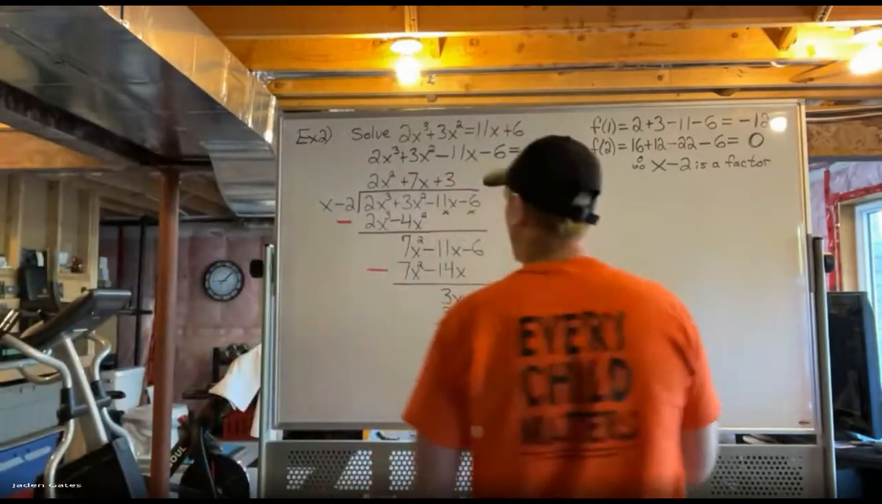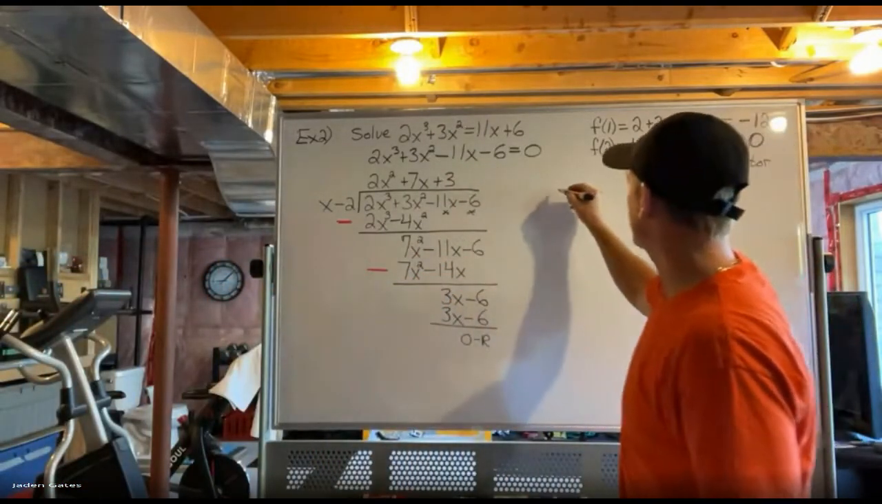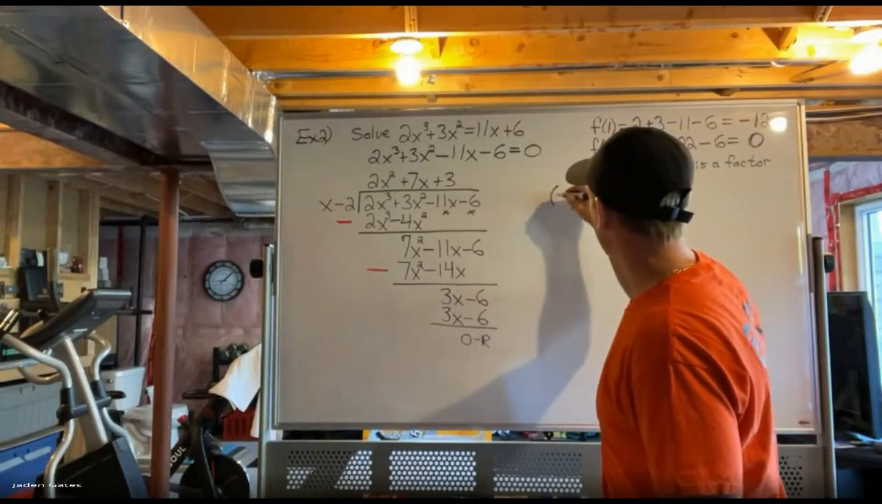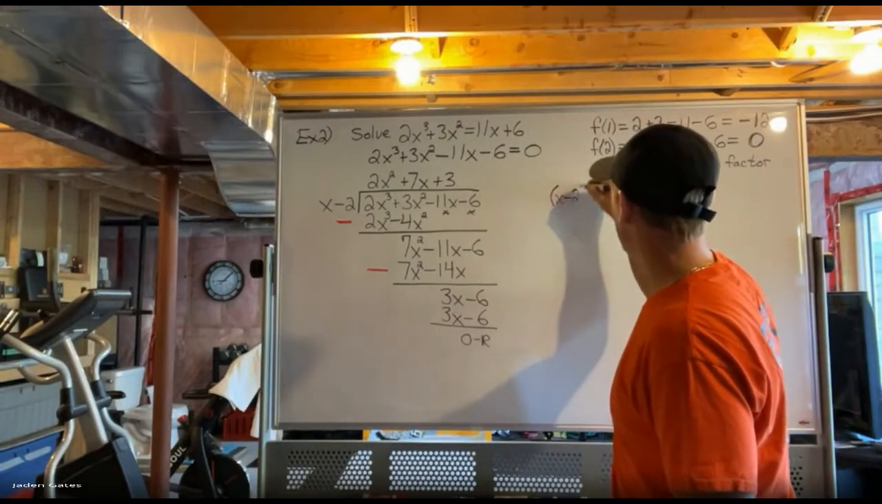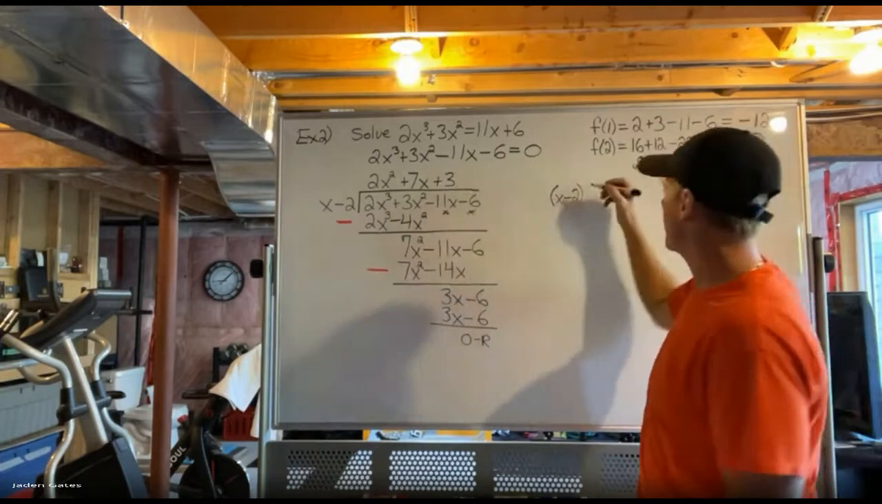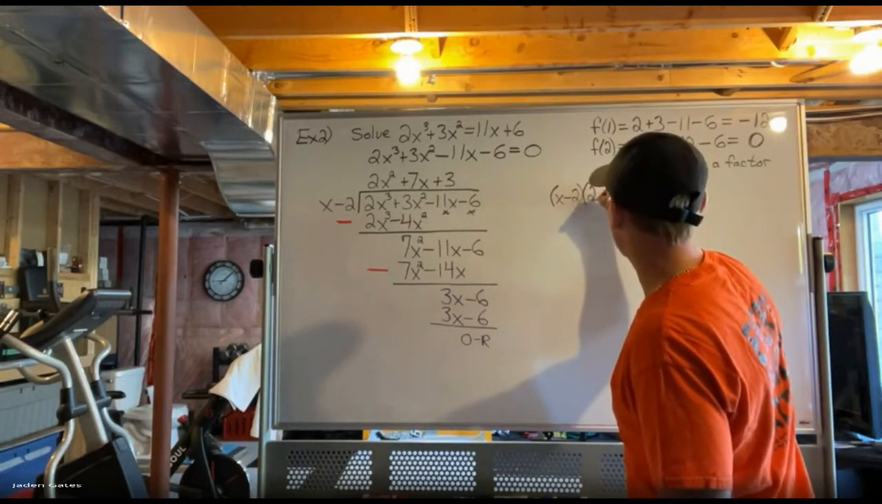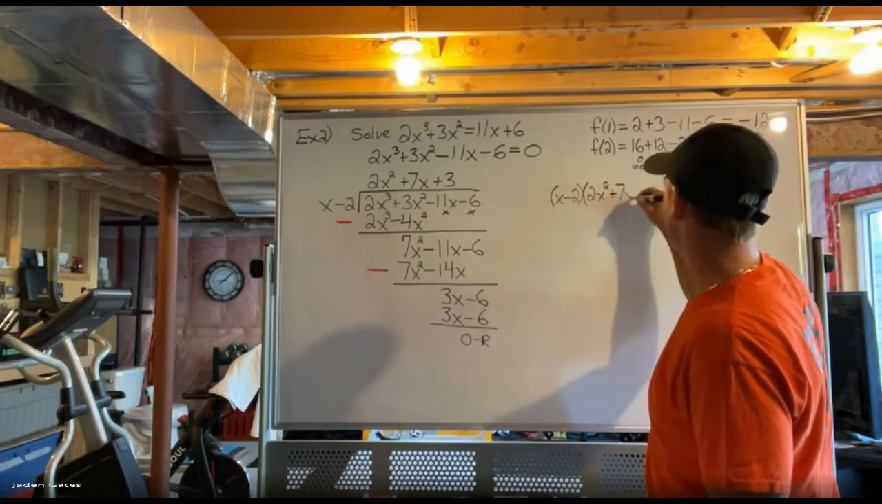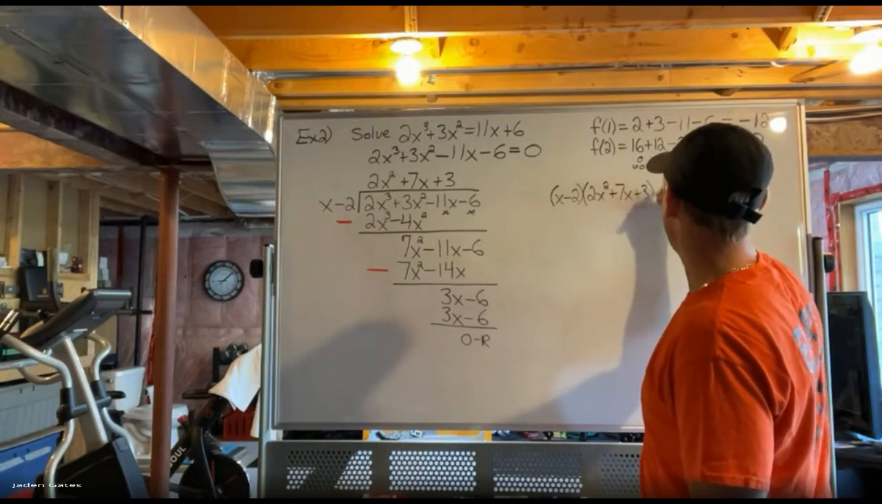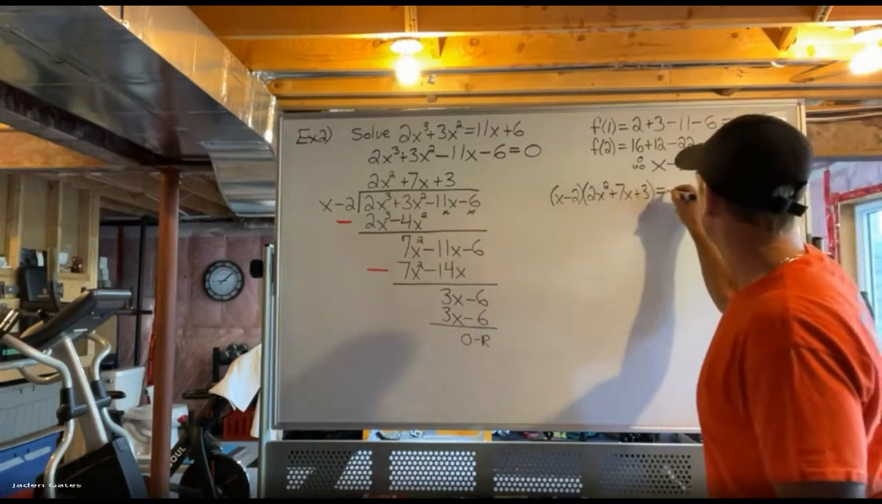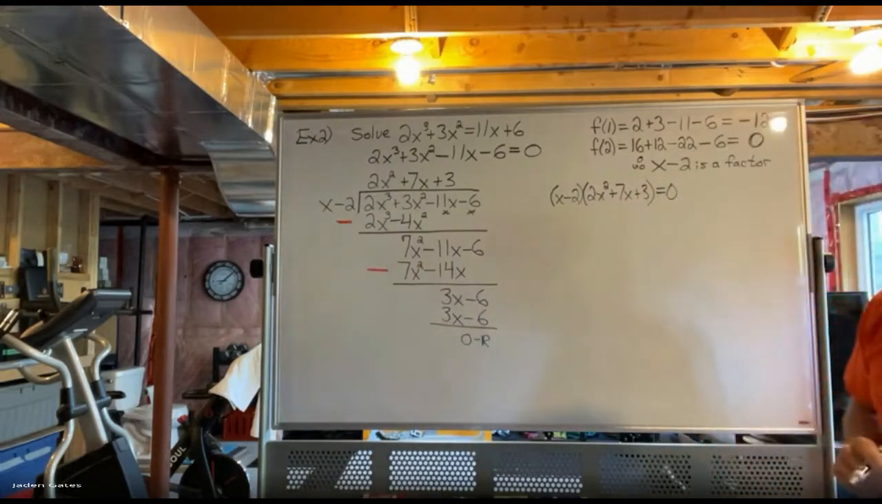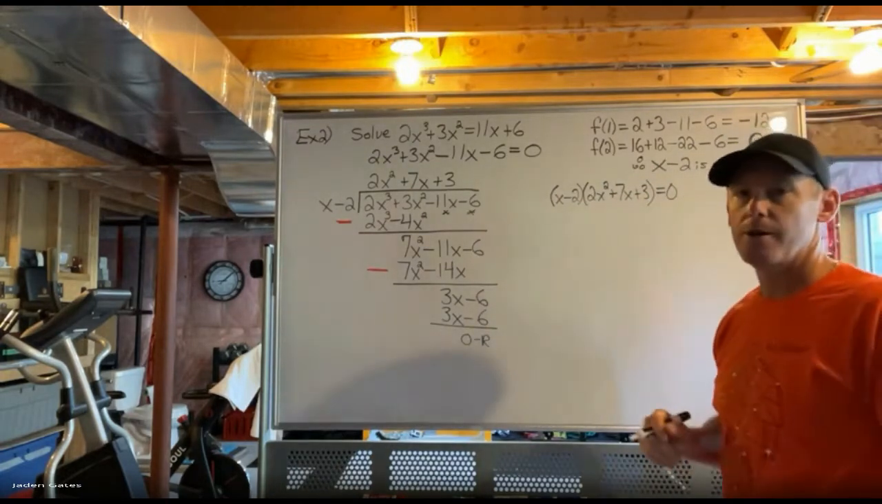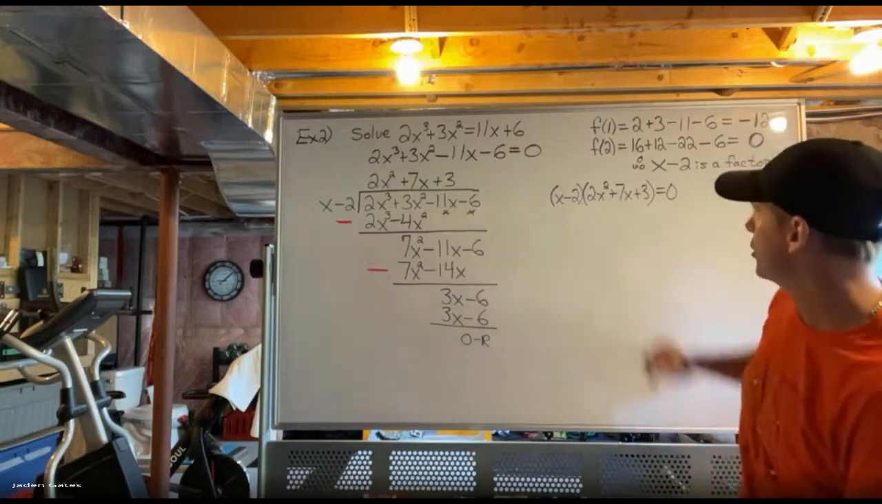So here's where we're at now in terms of our factoring. I have my factor there, the x minus 2, times my polynomial on top, or the quadratic, I should say. So I get 2x squared plus 7x plus 3. And again, that's equal to 0 because we're solving. We're not just factoring here. But I do have to factor it fully. So there's my quadratic.